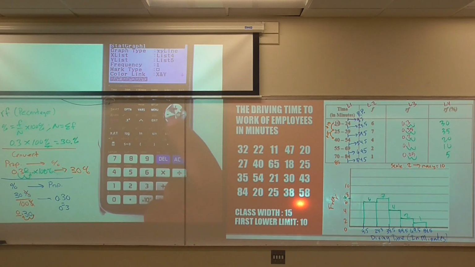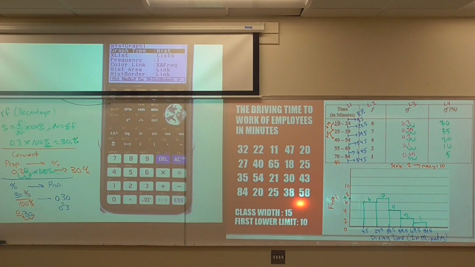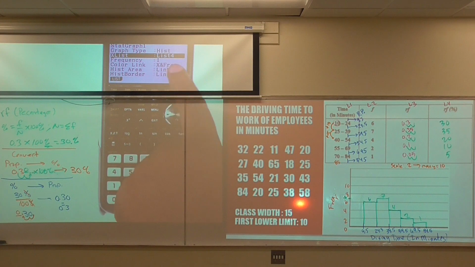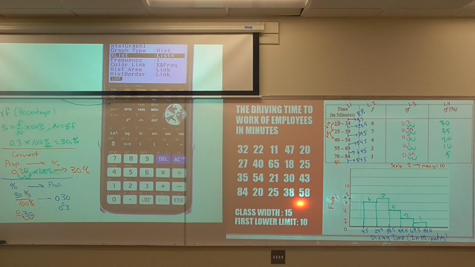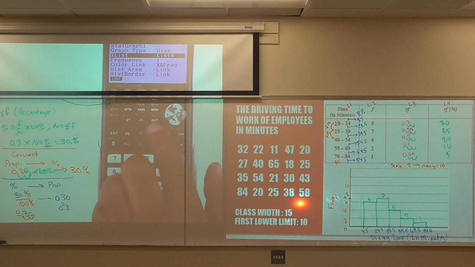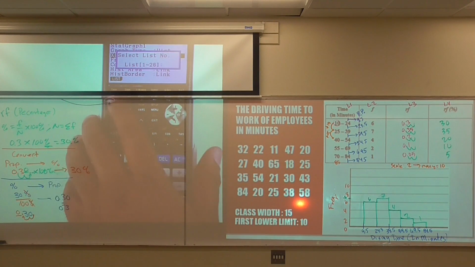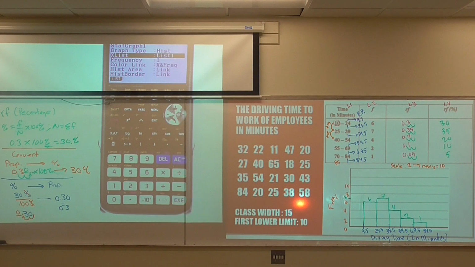So first of all, it's supposed to be a histogram, so I'm going to highlight that. Make sure I select the histogram. Histogram, good. The list of x's should always be the lower limit at this time because that's coming from the chart, the distribution table. Hit this one, enter. For the frequency, we're going to let that be the regular frequency which we had before, which is going to be L2, the regular frequencies.